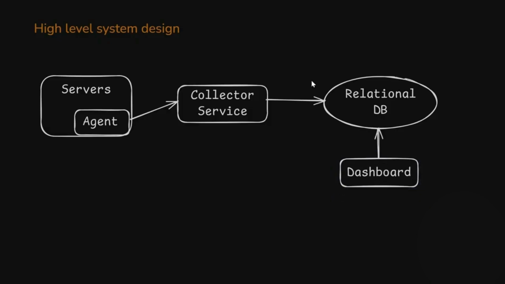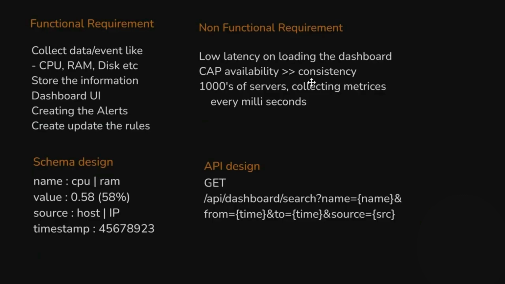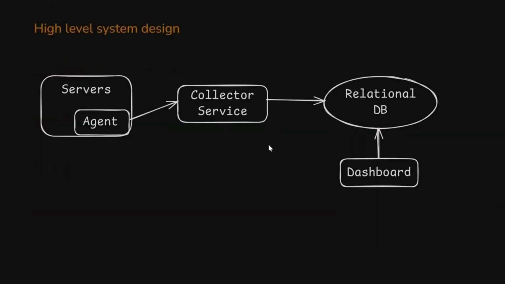We also need the alerting feature, which is another core functionality of the system. So from the functional requirements: collecting the data, storing the information, dashboard, creating the alerts and rules. So let's touch upon that as well. We need the alerting system, which could be a cron job to start with.